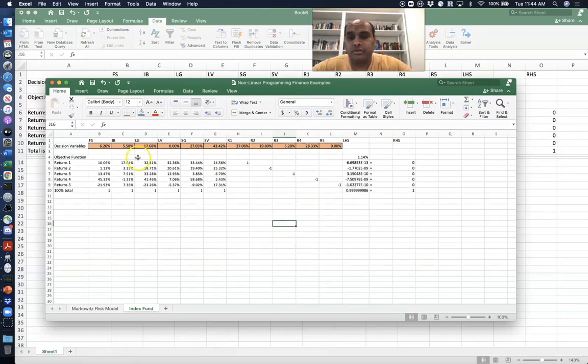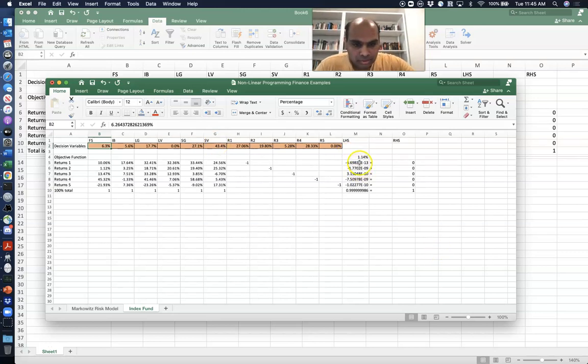Anyway, so this is the final solution. So according to this final solution, 6.3%, let's reduce by 1 decimal place, right? 6.3% in foreign stocks, 5.6% in international bonds, 17.7% in large cap growth, nothing in large cap value, 27% in small cap growth, and 43.4% in small cap value. That will give us the best difference.